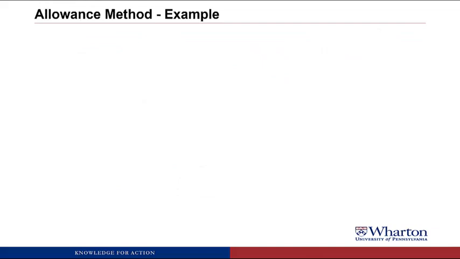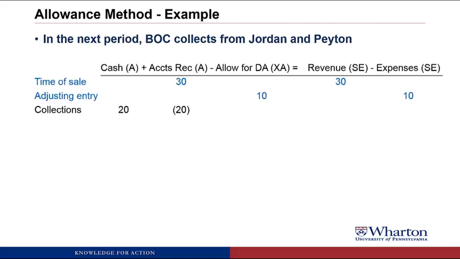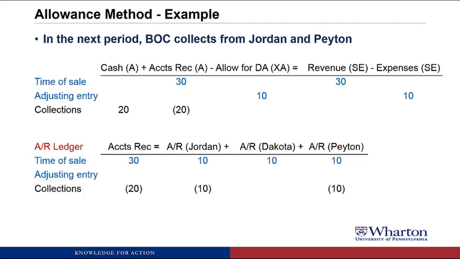And then continuing on with the example, in the next period, BOC collects the cash from both Jordan and Peyton. So what we have here is cash is going to go up by 20 because we get 10 from each. And the accounts receivable go down by 20 because we no longer are owed that money by Jordan and Peyton. In the accounts receivable ledger, we can see that we reduced Jordan and Peyton's account by 10. Since we've collected on both of those, now they owe us 0. And that equals the total reduction of 20 in accounts receivable that we see up in the balance sheet equation.